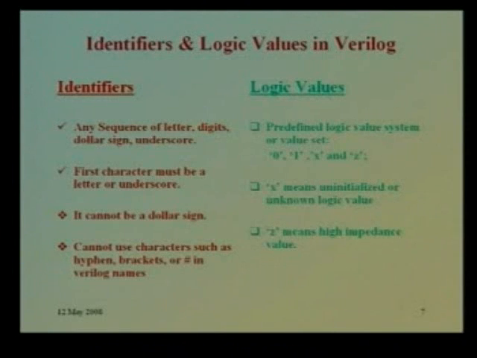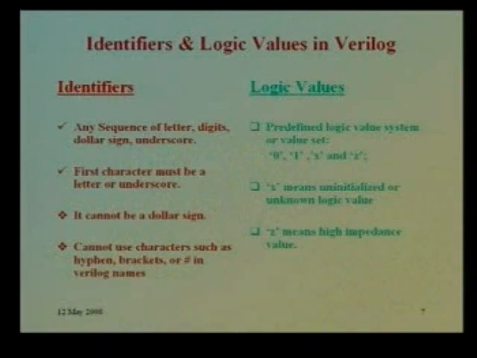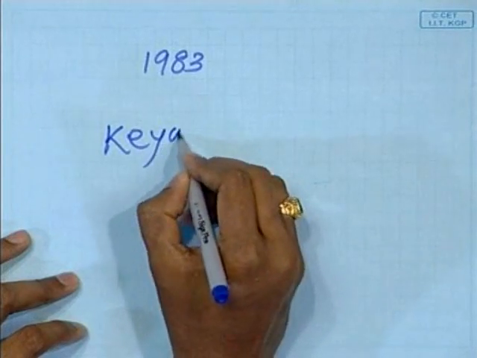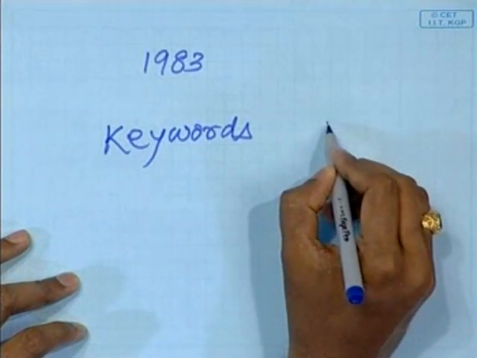Now we will come to the actual syntaxes in the Verilog HDL. This is a textual language, so we have to study the syntaxes. Unlike C, where we have syntaxes like main, integer, variable, real, similarly here we have some syntaxes: identifiers and logic values. Mainly we have keywords and identifiers.